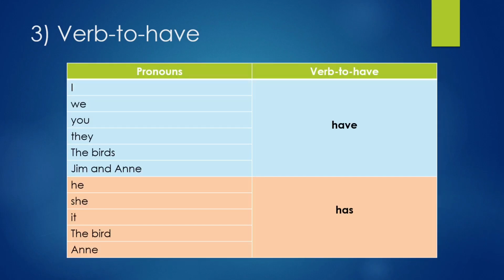For the verb to have, if you use the subject pronouns I, we, you, they, the birds, Jim and Anne, we use the verb have. If you use he, she, it, the verb, and Anne, which is singular, we use has.